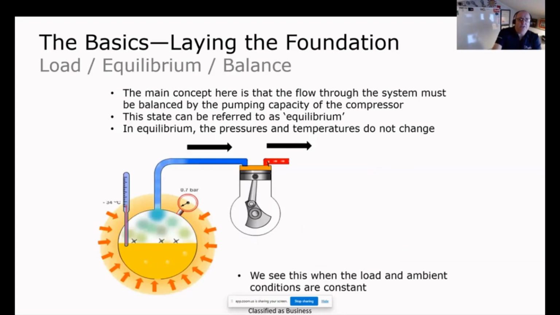So, as we said, the main concept here is that flow through the system must be balanced, and it must be balanced by the pumping capacity of the compressor. Now, this state can be referred to as equilibrium. In that state, all the pressures and temperatures don't change. And we see this when the load and the ambient conditions are constant. So the system is ticking along, if you like. It's providing refrigeration, it's doing what it's doing, but the load and the ambient conditions are absolutely constant.